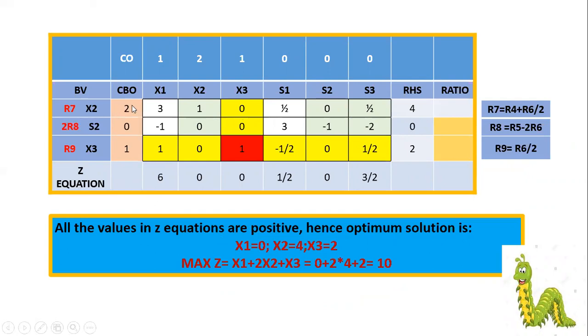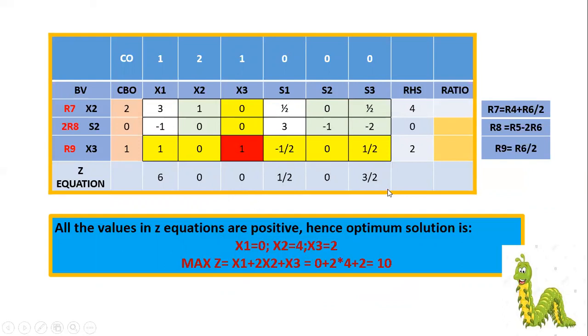So it is 2 into 3 is 6. This is 0, 1. 6 plus 1 is 7. 7 minus 1 is 6. 2 minus of 2 is 0. 1 minus of 1 is 0. Again here 2 into half is 1 minus half is half. Again here the last column, it is 2 into half is 1. 1 plus half will be 3 by 2.